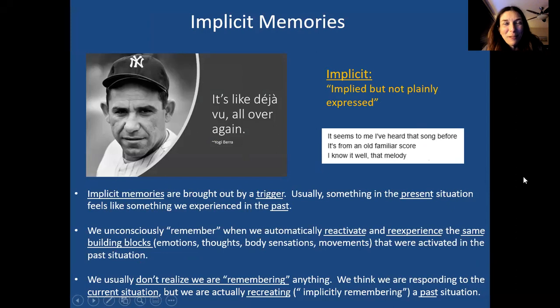So implicit memories. One of the things I was trying to think of to help describe it is the old Yogi Berra expression, it's like deja vu all over again. Deja vu in French literally means to see again. So when I'm experiencing something where I feel like I've been through something like this before, it feels kind of familiar. Maybe it's a different person involved or a different situation, but it has this sensation like I've experienced this. That's like a deja vu. That's kind of related to implicit memories.